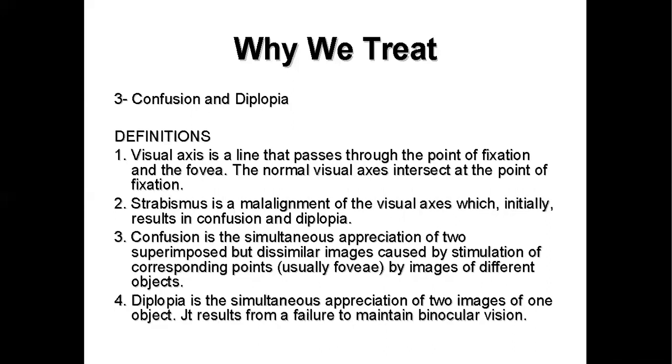If there is a large angle squint, then the right eye will see a different thing and the left eye will see a different thing. So it will cause confusion in the brain. While what is diplopia? Diplopia means a person will see two images of the same object. So that is called diplopia. It results from failure to maintain binocular vision.